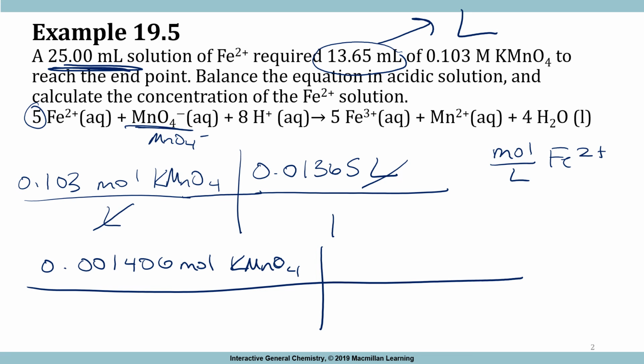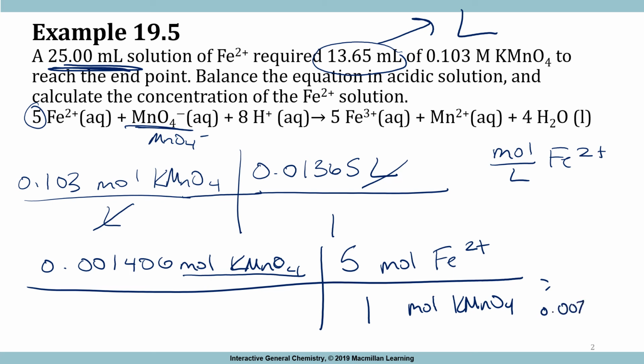So I need to figure out where to put these on this chart. If I want to get rid of the moles of permanganate, I'm going to put moles of permanganate on the bottom. And there is 1 of those, so it's going to be 1. And on the top, I'm going to put 5 moles of iron 2+. So when I do that, I find that it is 0.00703 moles of Fe2+. But it's asking for concentration.